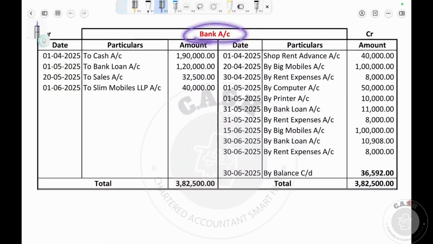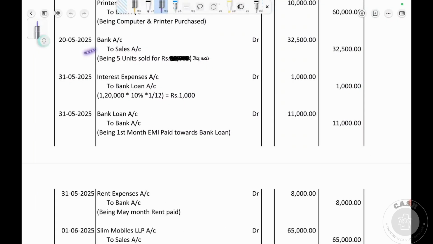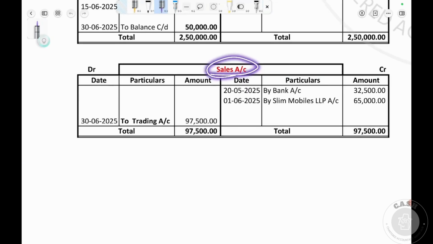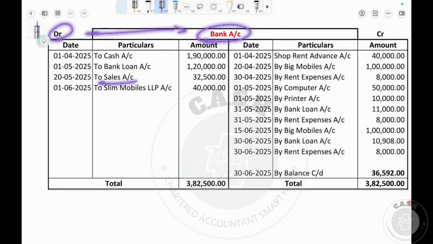In the bank account ledger, credit what goes out. It is giving money to the computer and printer accounts, so both are entered on the credit side. Next one is sales made and amount received. Bank account debit to sales account. The sales account we opened: credit all incomes and gains. Bank is receiving money from the sales account, so it is entered on the credit side. Debit what comes in from the sales account, money comes in.